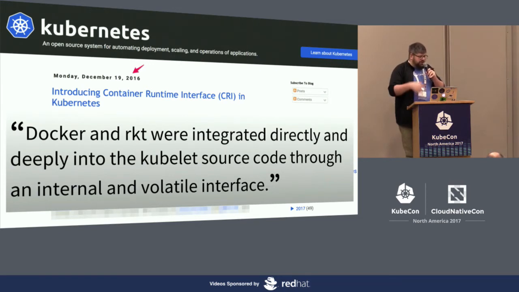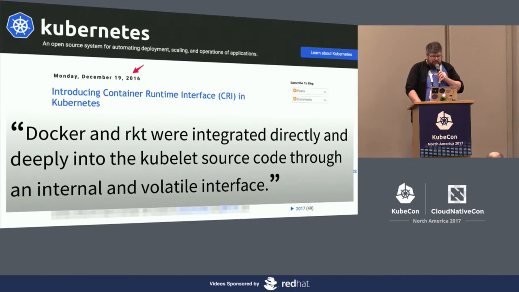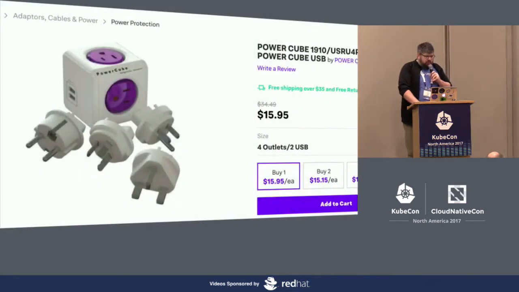Adjectives like volatile are not generally good in software, especially when it's a volatile interface. It usually means things are tightly coupled. So CRI emerged as the solution to that volatility. It allowed us to fix that problem so that multiple standards would be easy to support in the future.